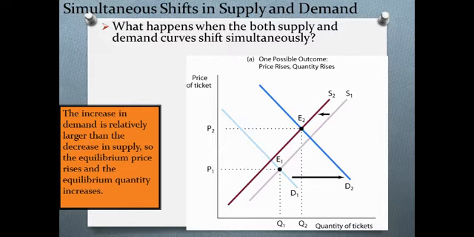Interesting. The increase in demand is relatively larger than the decrease in supply, so the equilibrium price rises and the equilibrium quantity increases. In this case, the degree of shift of demand was much higher than the degree of shift in supply. So like with everything else, what we're exploring is really a matter of degrees.